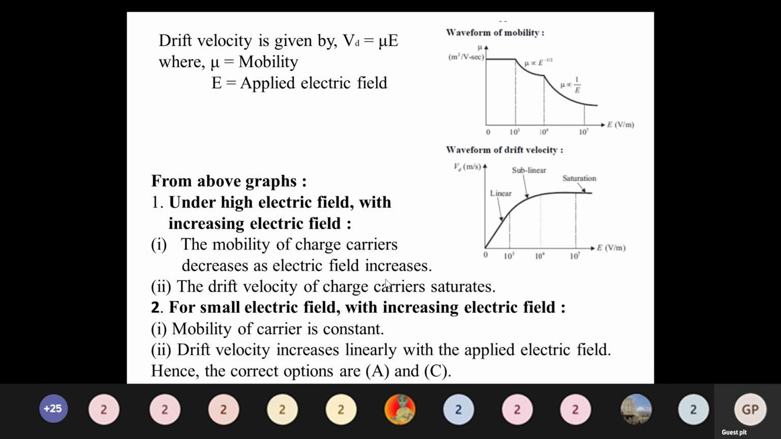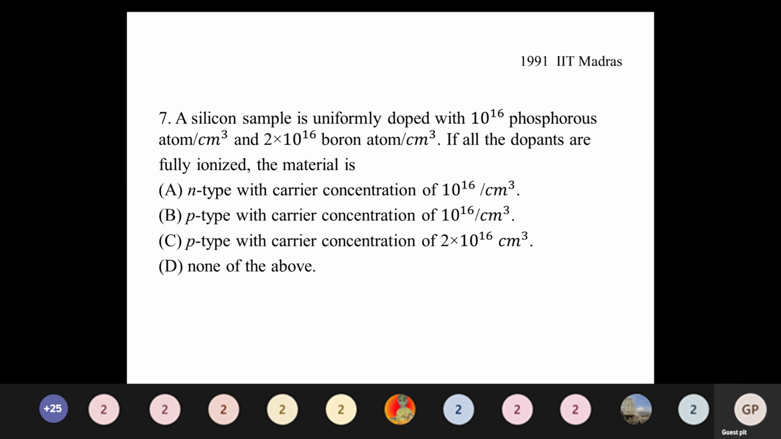So one of the important questions we are having. The next question: a silicon sample is uniformly doped with 10 to the power 16 phosphorus atoms per centimeter cube and 2 into 10 to the power 16 boron atoms per centimeter cube. If all the dopants are fully ionized, then what is the material?